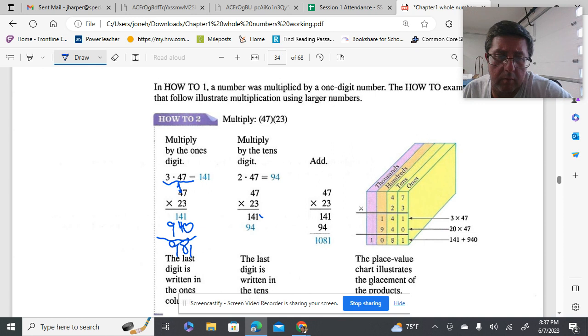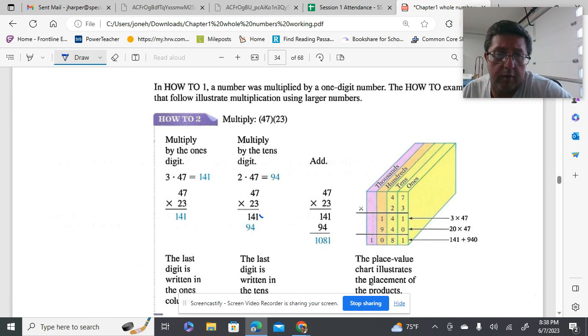Wait, what did I do wrong? You know what? I'm going to redo that because I messed up somewhere. Yes, even I mess up sometimes. So let's go back and redo this whole thing.